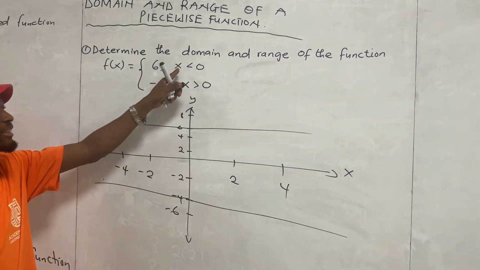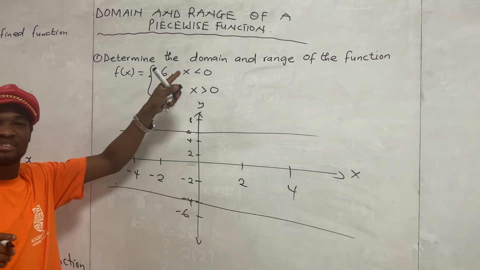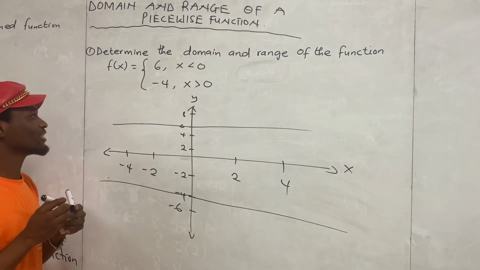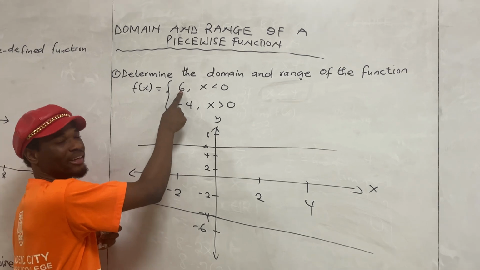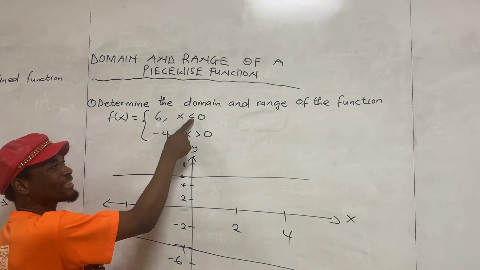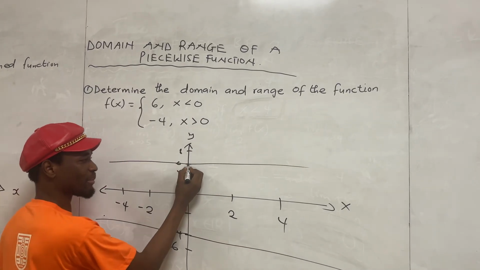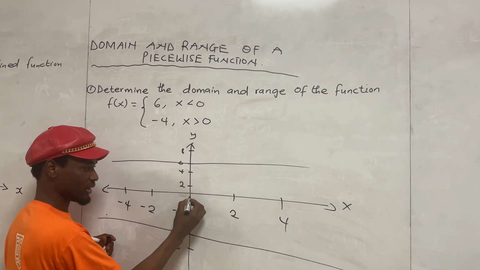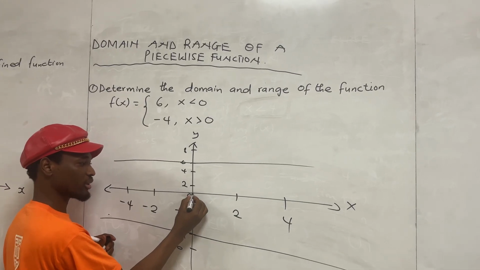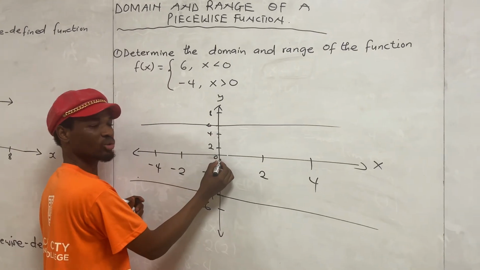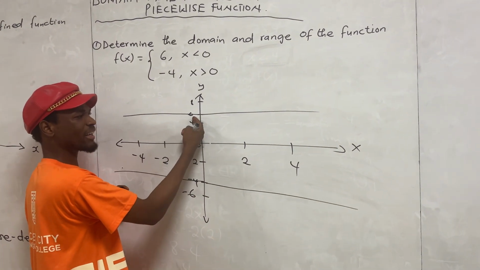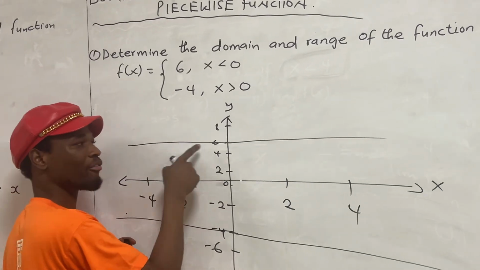Now, let's consider the restrictions. We are saying 6, but at 6, what's happening? x should be less than 0. So this is my 6. Where is 0? This is my 0, so 0 falls here. Therefore, will I consider this portion or this section of the graph?